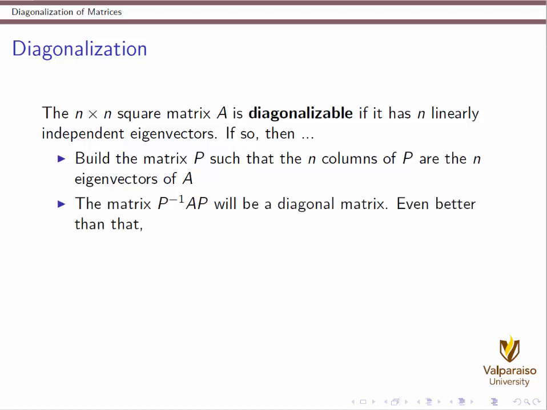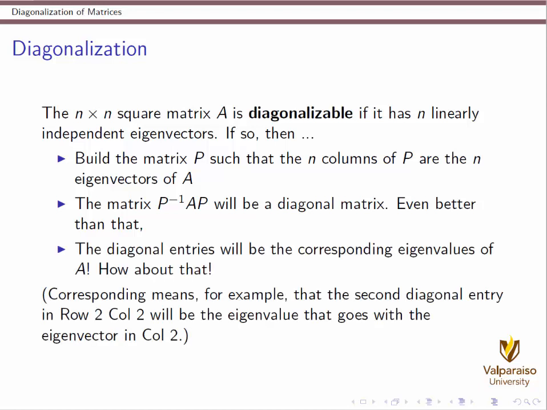And then when we create P inverse times A times P, we'll get a diagonal matrix. And even better, when we're done, the diagonal entries of this new matrix will be the eigenvalues of the matrix A. We will have distilled it down to its essential information. And the positioning of the eigenvalues on the diagonal corresponds to the eigenvectors and their placement. So if the eigenvector that goes with eigenvalue 3 was put in the second column, then the eigenvalue 3 will show up in the second diagonal entry once A is diagonalized.